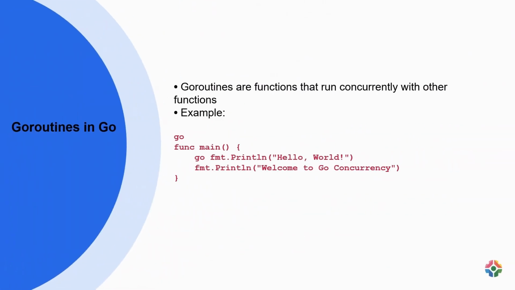Goroutines in Go are functions that can run concurrently with other functions, allowing for asynchronous execution. In the provided example, the fmt.Println("Hello World") function is executed concurrently as a Goroutine alongside the subsequent fmt.Println("Welcome to Go concurrency") function in the main function. This enables both statements to potentially run simultaneously, enhancing the efficiency of the program by leveraging parallelism. Subsequently, Goroutines facilitate improved performance and responsiveness in Go applications by enabling concurrent execution of tasks.